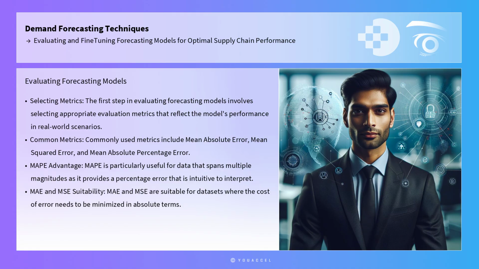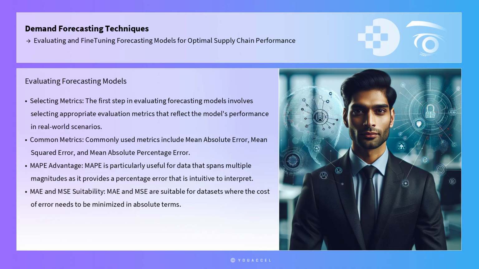The first step in evaluating forecasting models involves selecting appropriate evaluation metrics that reflect the model's performance in real-world scenarios. Commonly used metrics include mean absolute error, mean squared error, and mean absolute percentage error. Each metric has its advantages and is selected based on the specific context of the supply chain.